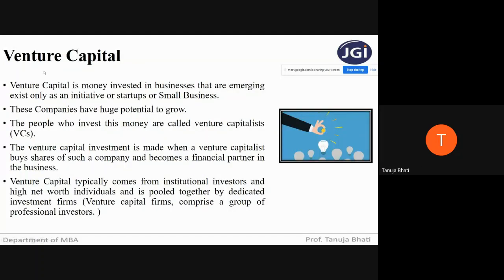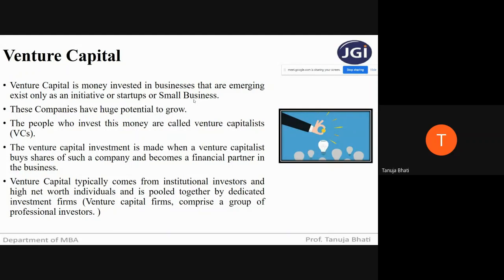Now, what is the meaning of venture capital? Venture capital is money invested in businesses that are emerging, exist only as an initiative, or are startups or small businesses. Many times when a new business has been set up and startups are being registered, they are in need of capital. And people are usually scared to invest in startups. Why? Because they may work or they may not work.